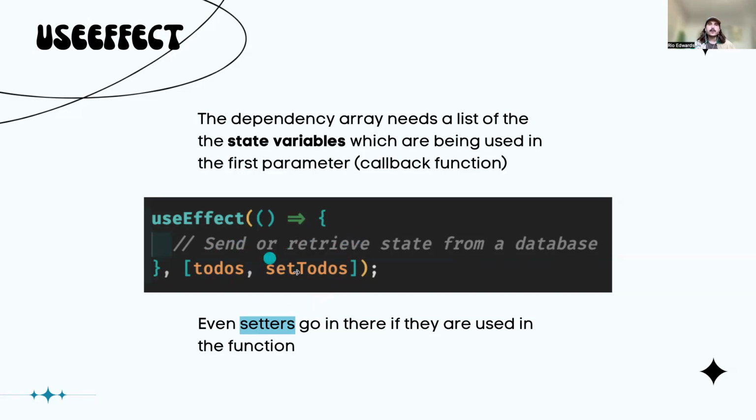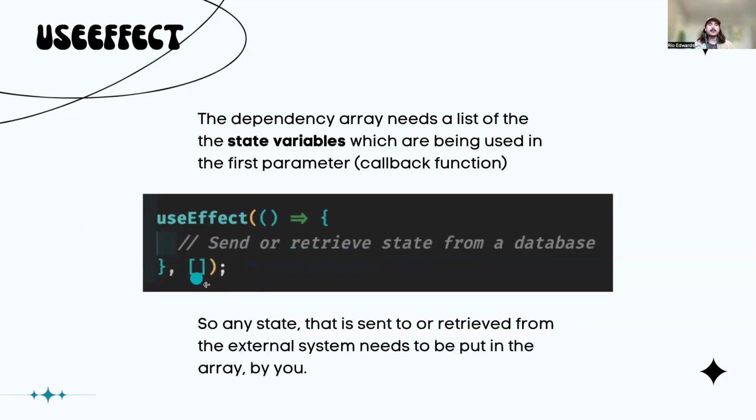The setter has to go in there too. The setter is not going to change. Your setter is never going to change, but React will complain if your setter isn't in there. Or ESLint will complain, your linter. It doesn't really matter. All you need to know is really putting your state in here that is used in this function.